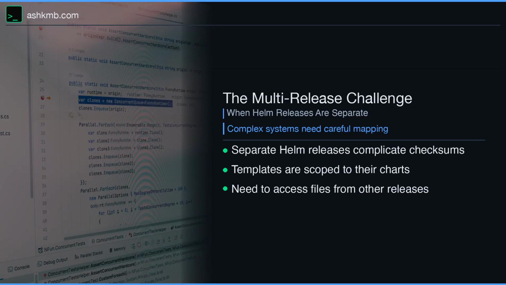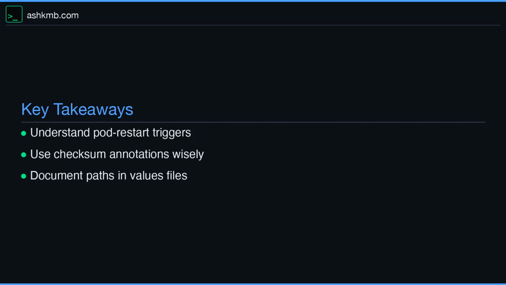In setups with multiple Helm releases, standard checksum patterns break down. Templating can't easily reach across releases, making it hard to recompute checksums for config maps. Always remember, multi-release systems can challenge single-release assumptions.